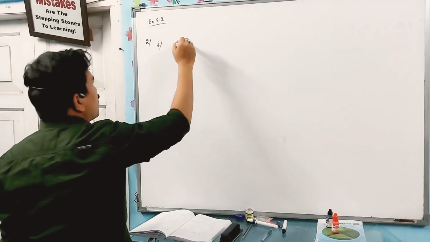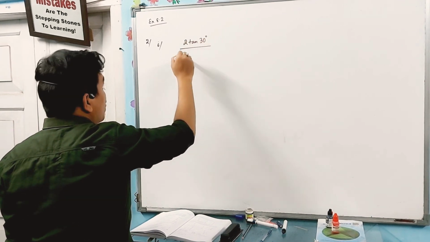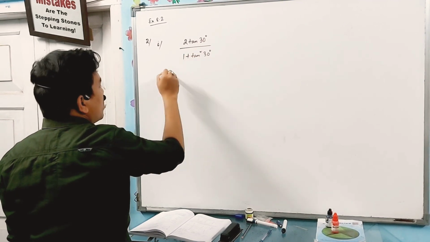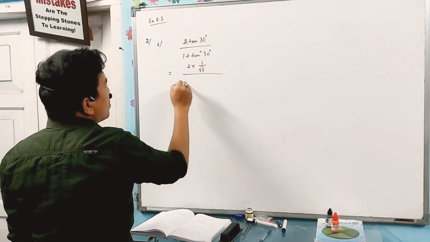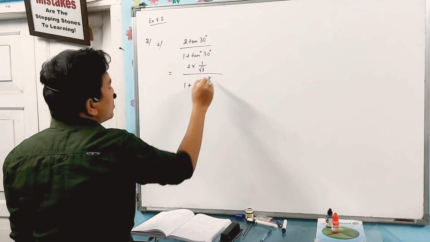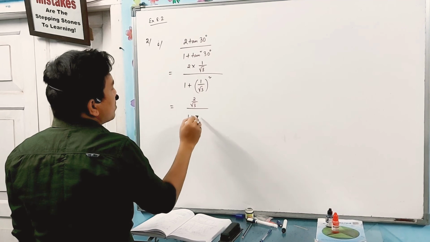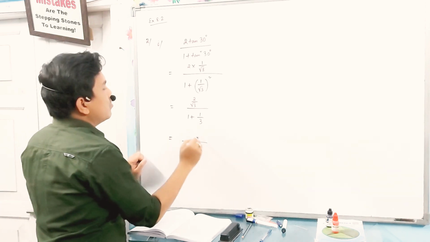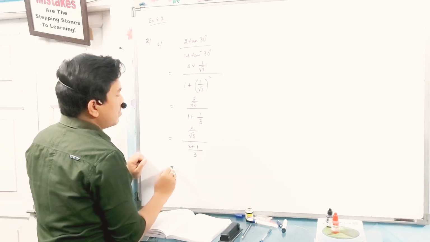2 tan 30 divided by 1 plus tan square 30. Now tan 30 we know is 1 by root 3. Plus 1 plus tan 30 again is 1 by root 3, but there is a square, so what you will get? 2 by root 3, and here 1 plus 1 by 3. Square of root 3 will be 3. So 2 by root 3 and 3 plus 1.